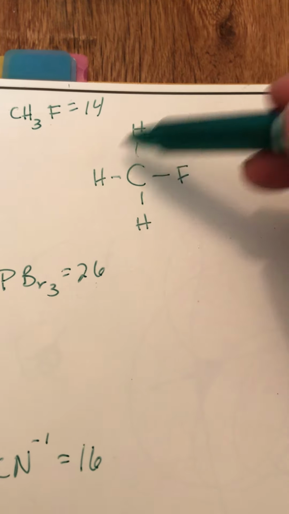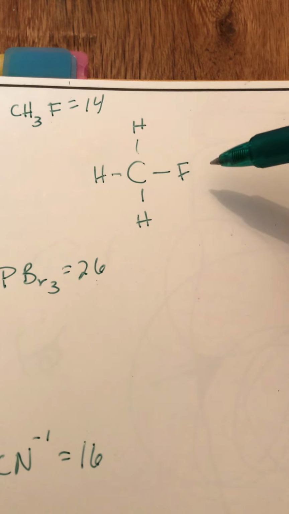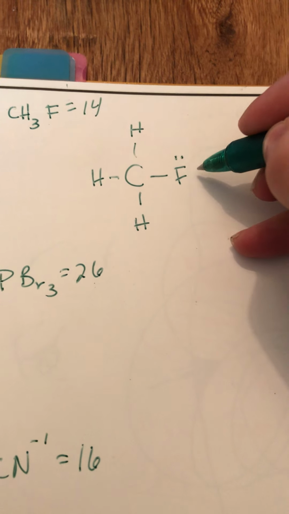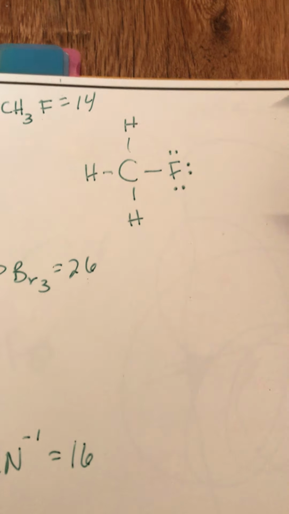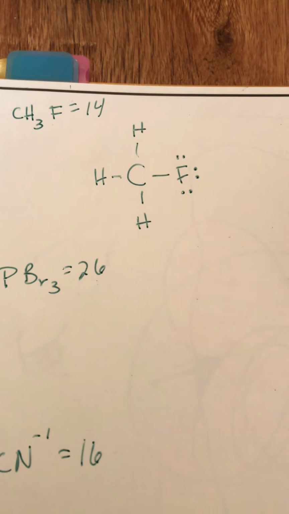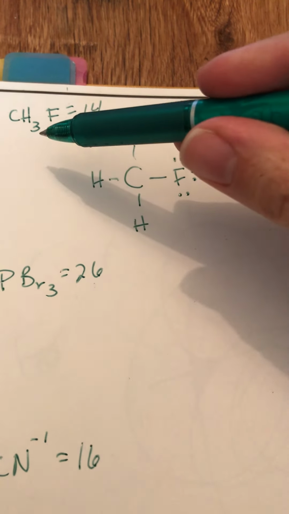None of these hydrogens can take any more electrons, so I'm going to put them on fluorine. So if I've got 2, 4, 6, 8, that's 10, 12, 14. And I know I'm done because I've gotten to the 14. So this is the structure. That's what this would look like.